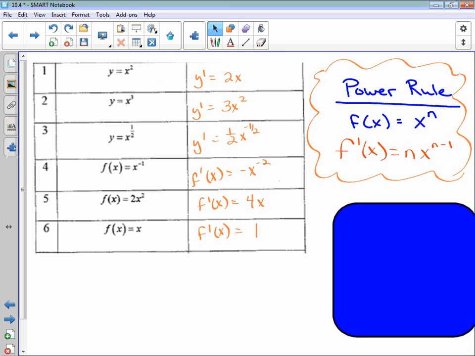Well, there's all these different rules. So we have the power rule, the product rule, the quotient rule, so all the different setups. Eventually we'll get to the chain rule.